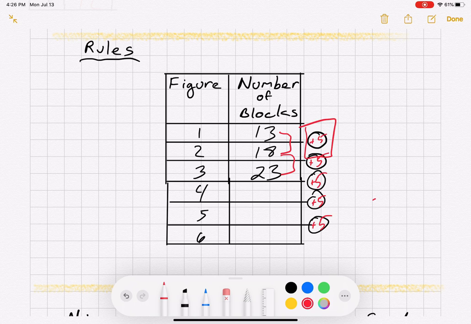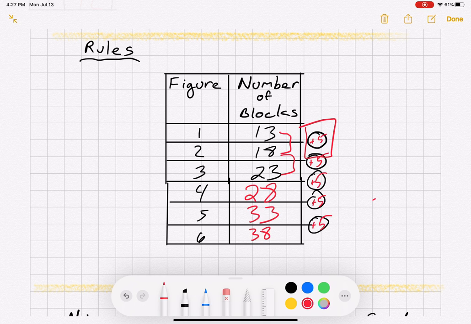So now I can finish my sequence here. So 23 plus 5 is 28. And now I'm at 28, 29, 30, 31, 32, 33, right? And plus another 5, 33, 34, 35, 36, 37, 38. Okay?